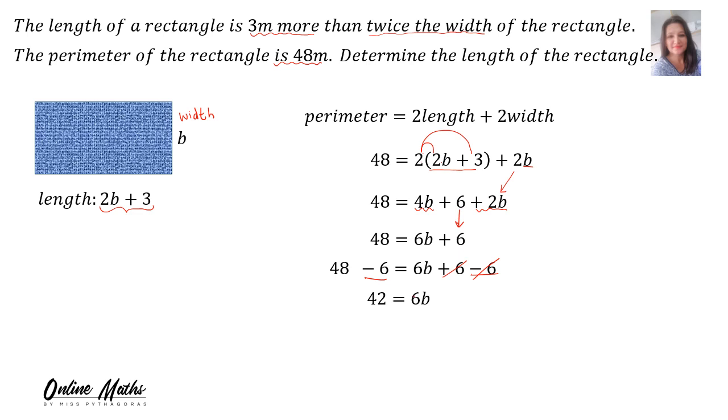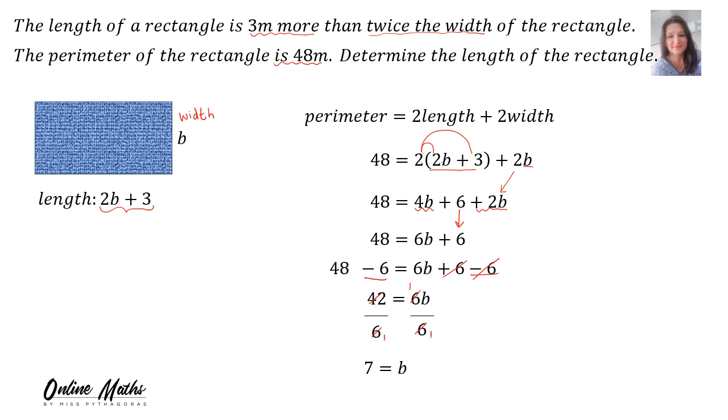And then we can solve b, so we want to get rid of this 6 in front, the coefficient of b. Therefore we will divide both sides by 6. So we will say 6 goes in itself once, 6 goes in there once. 6 goes into 42 7 times. Therefore, b's value is 7. But that's not the answer, because the question was determine the length of the rectangle.